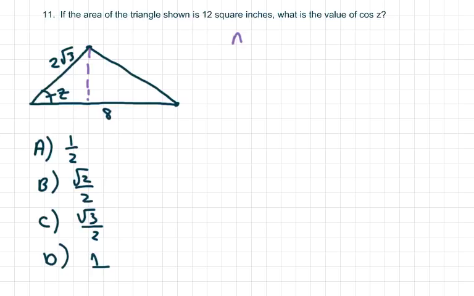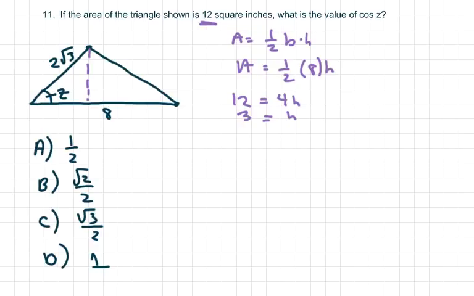So area equals 1/2 base times height, because that's a known we have. So area equals 1/2. The base is 8, and we'll look for the height. And area we know is 12. So this would be 4h. So my h equals 3. So this is 3, and we're looking for a cosine of Z.